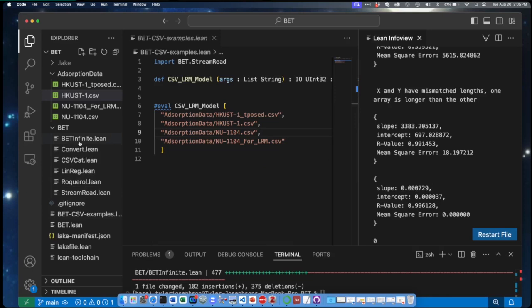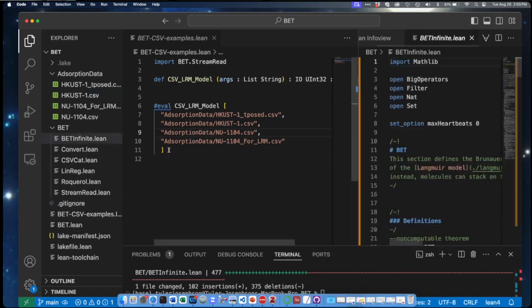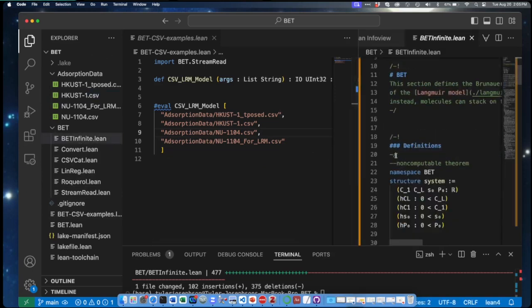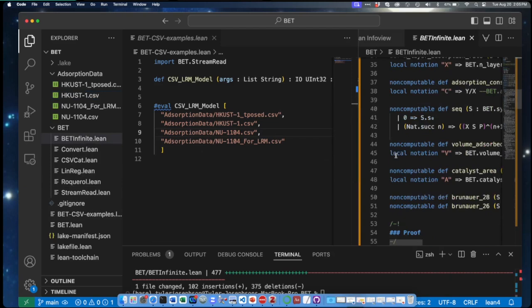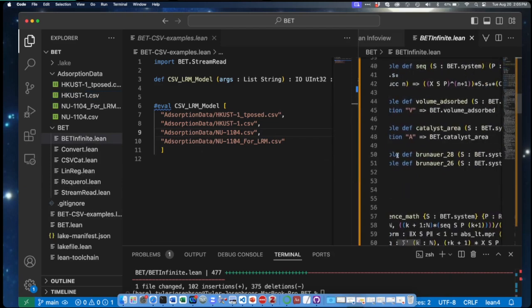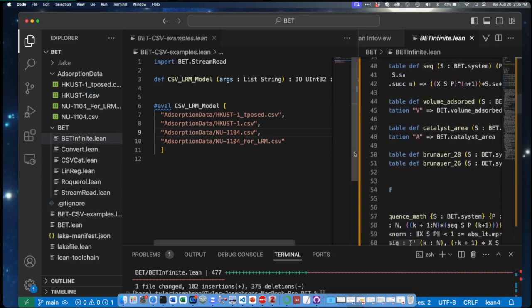And do we have the BET infinite connected to these things? I don't quite recall. But the point being you could just define all of this, and then you could write a theorem saying Brunauer-Emmett-Teller corresponds to the equation that we're starting from in the math that we're looking at. And if you can write a proof connecting these things, then you've integrated the compute, and you've integrated the proofs.